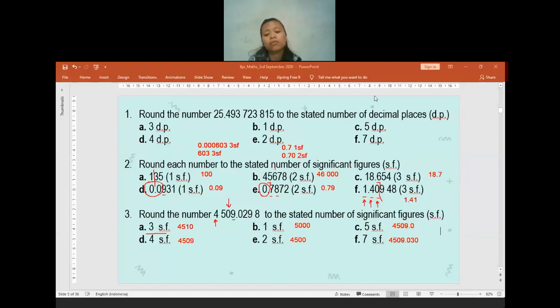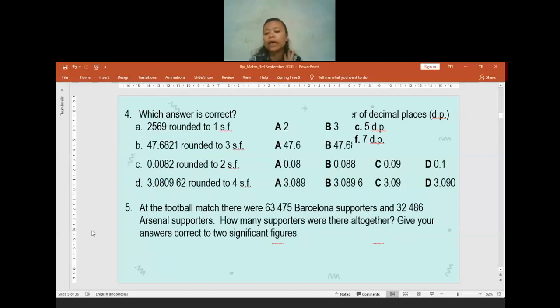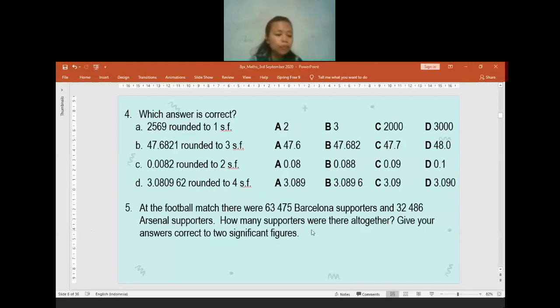Is there anyone having any questions still before I move to the question 4? No? Okay. Let me know if any one of you are still confused with rounding off the number to the given significant figures. The clue is you have to be able to recognize which digit is the first significant figure. Later, it will be easy for you to round off the number because the step is the same as how you round off the number correct to the given decimal places.